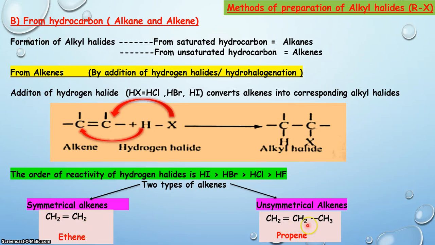While in this unsymmetrical alkene, this is the carbon double bond carbon. So these carbons are sp2 hybridized carbon atoms. This carbon is bonded to two hydrogen atoms, while this carbon is bonded to one hydrogen atom as well as a methyl group. That's why this is an unsymmetrical alkene. So what is an unsymmetrical alkene? If the groups attached to the doubly bonded carbon atoms, or sp2 hybridized carbon atoms, are different, then that type of alkene is an unsymmetrical alkene.